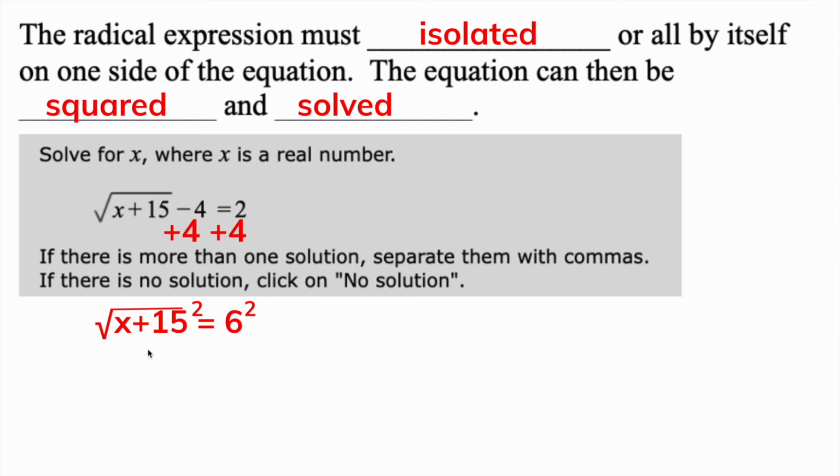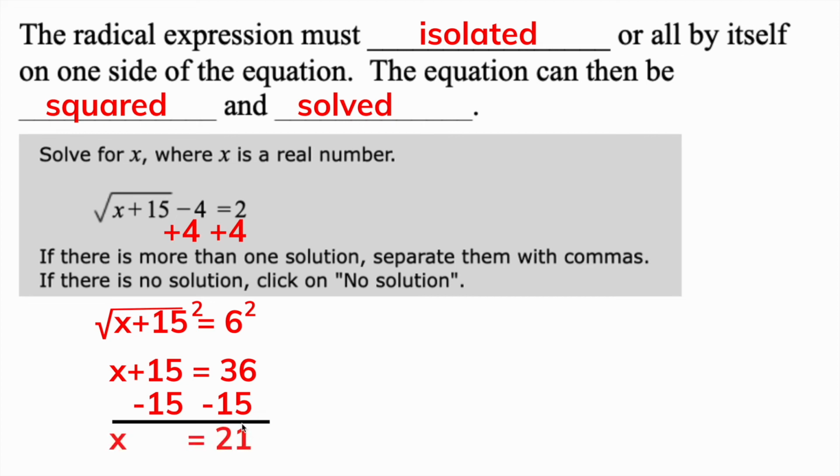It's the whole thing squared. So if I square a square root, well, then it just undoes itself, right? It's just going to be x plus 15. But 6 squared is 36. So now I can simply subtract 15 from both sides, and I end up with 21. So x must be 21 in this situation.